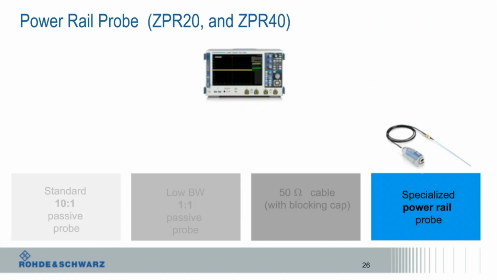Let's take a look at the fourth approach. This approach is still relatively new. The first power rail probes appeared in 2015, and today all major oscilloscope manufacturers offer one or two versions of the probe.